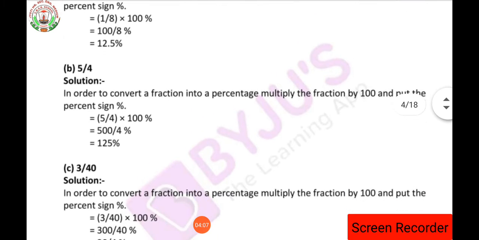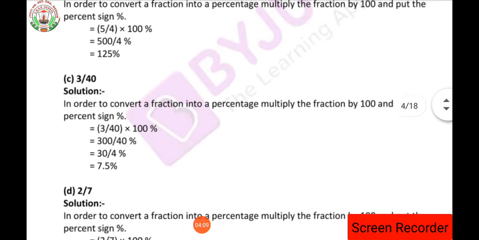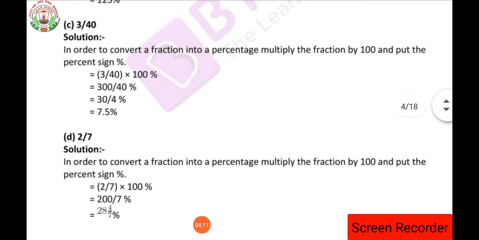In the same way, the C part. Clear? C and the D part we are having. In the same way we have to do, just multiply it by 100. What is the fraction we are having here? 3 by 40. That 3 by 40 will be multiplied with 100 in order to get the fractional number converted into percent. So what will be? 3 into 100 will be 300 upon 40. 300 upon 40 will be cancelled by the table of 2. Okay, so how much percent will we get? We will get it as 7.5%.